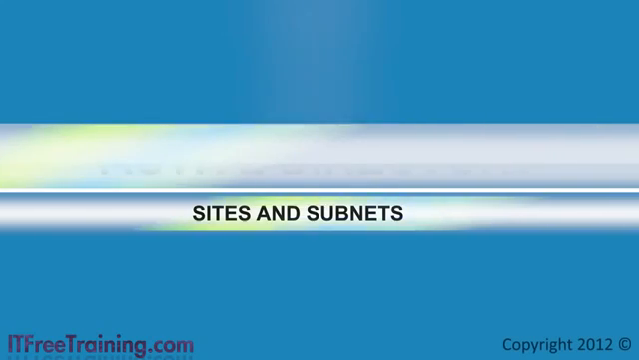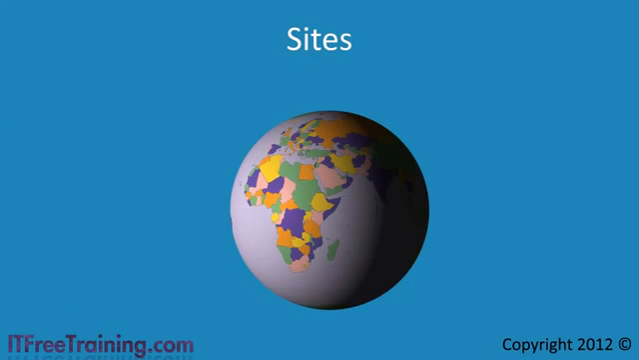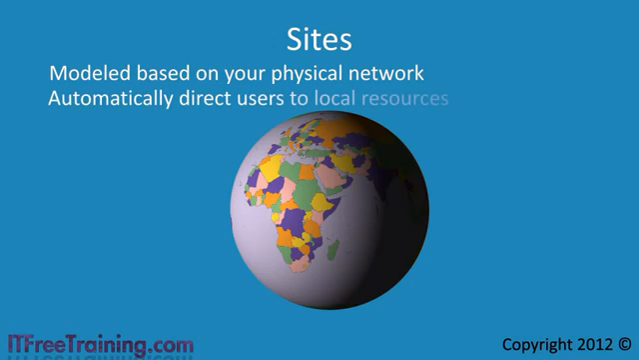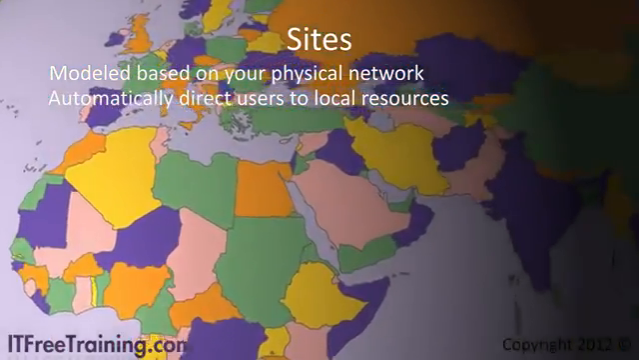In order for Active Directory to efficiently transfer data between different locations, you need a system that can be modeled according to your physical network. The Sites feature in Active Directory allows you to divide up your network based on your network topology. Using Sites, you can automatically direct your users to local resources rather than having them access the same resources over a wide area network. Sites also allow you to configure replication to best use the physical layout of your network.